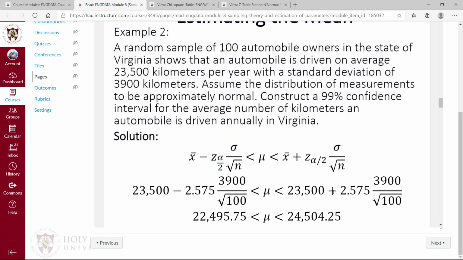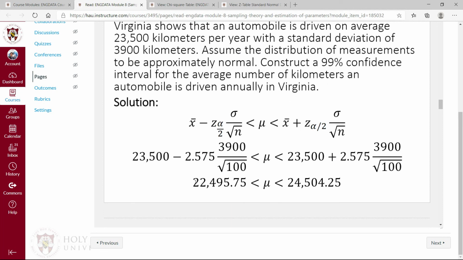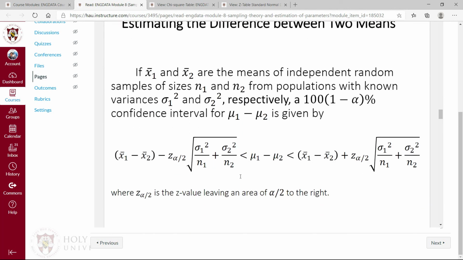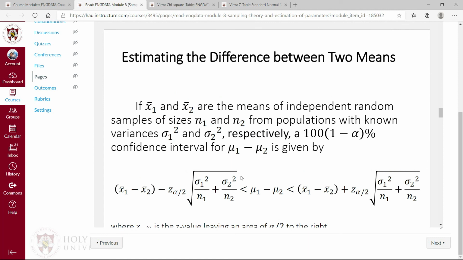Then simplifying, you'll get an answer of 22,495.75 for the lower limit, and the upper limit is 24,504.25. Okay, so estimating the difference between two means.